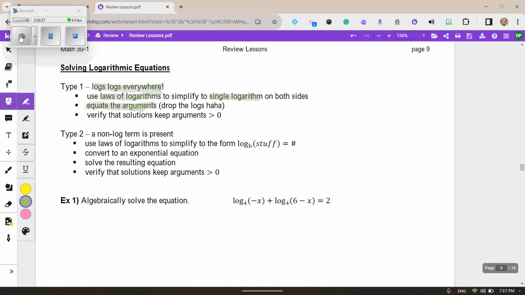Then you need to make sure that you verify your solutions because all of the arguments cannot be a negative number. So just make sure you check for extraneous roots.